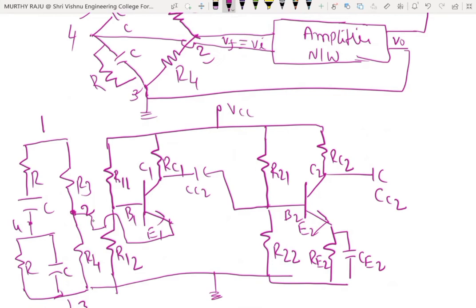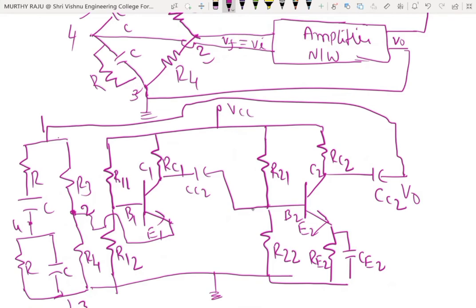That means the E1 terminal is connected to 2. The resistance R4 is connected between 2 and 3. That means the emitter resistor of E1 is R4. Here there is a bypass capacitor CE2. Here there is no bypass capacitor. This is the output of the amplifier, V0. V0 is connected to the input to the feedback network.